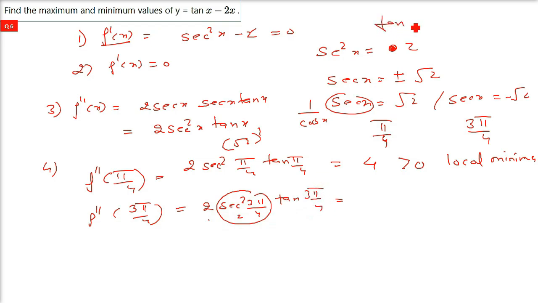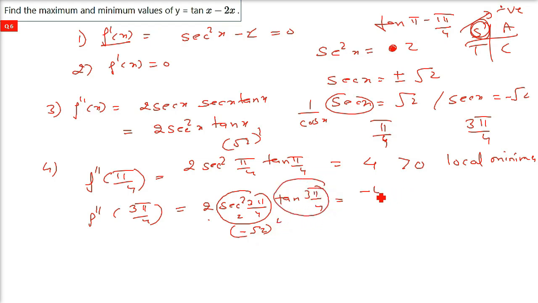So tan 3 pi by 4, let me take you to the actual geometric points. Tan pi minus pi by 4, remember 'add sugar to coffee'. When you have 'add sugar to coffee', this second quadrant will have tan as negative. So that is why it is negative. Tan 3 pi by 4 can be written as tan pi minus pi by 4, or you can simply say tan 135 degrees is minus 1 only. Negative is less than 0, and that means local maxima.